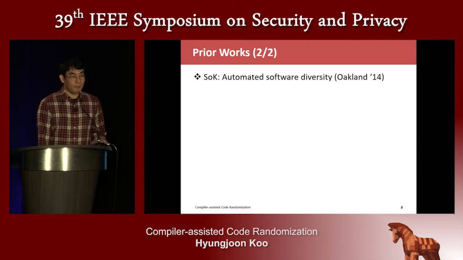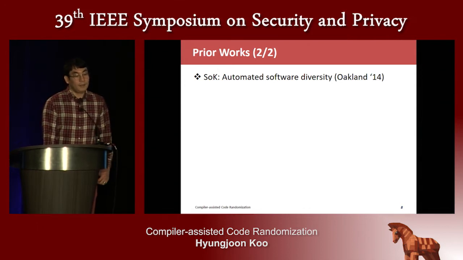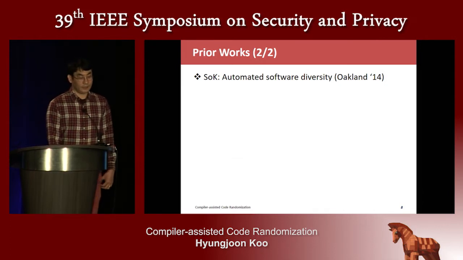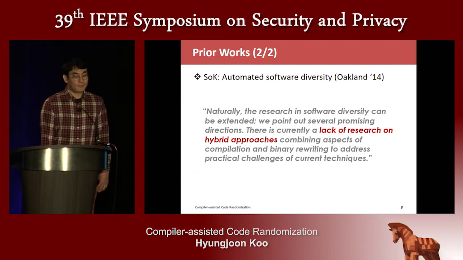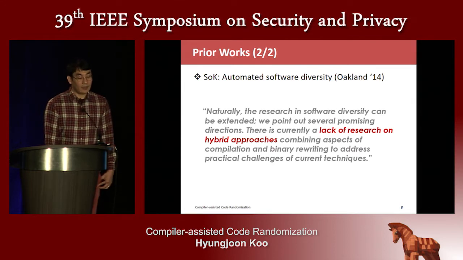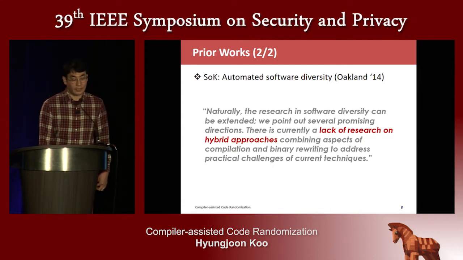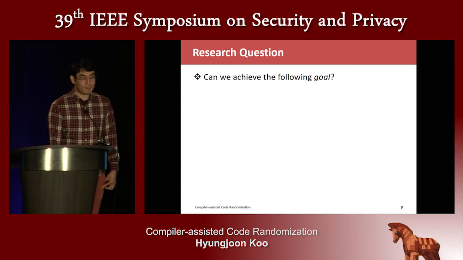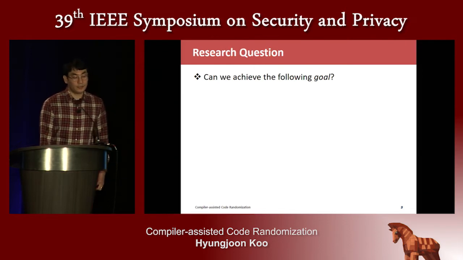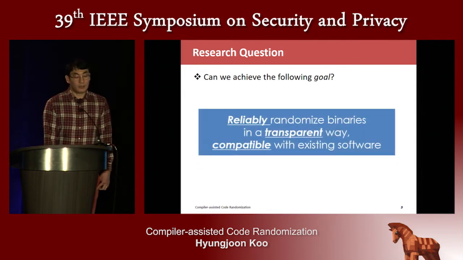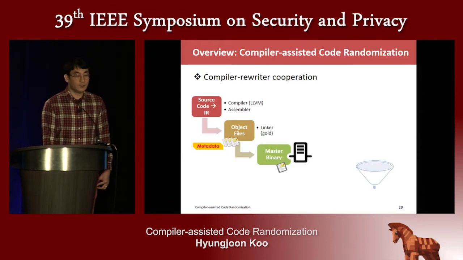There is a paper that systematically studied the prior works on automated software diversity, which was presented at Oakland in 2014. It concluded, "We pointed out several promising directions. There is currently a lack of research on hybrid approaches, combining aspects of compilation and binary rewriting." So this is exactly what we did. We have set up the research question with the following goal. Can we reliably randomize binaries in a transparent way compatible with existing software?